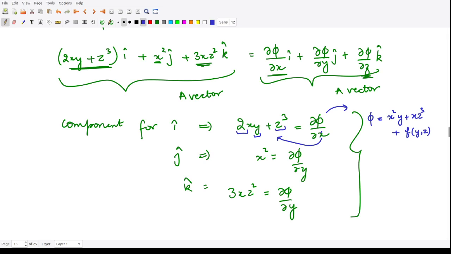Why? Because we are integrating with respect to x, and your φ is a function of x, y and z. So that means the remaining constant would consist of these functions. So this is one value. For the next value, if you integrate this, you will obtain φ equal to, now integrating with respect to y, so you will have x²y, and also some other function, say g, of the remaining quantities, which are x and z in this case. So you have a function of x and z.